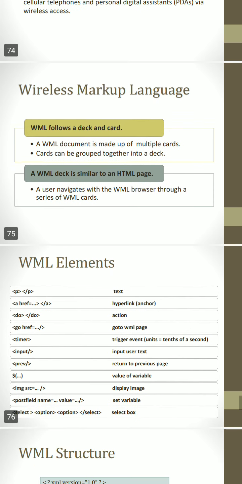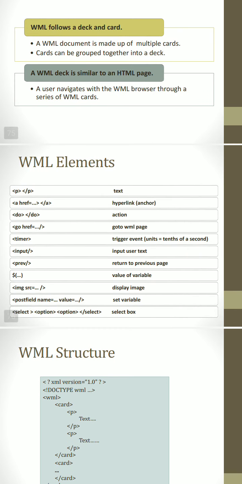Now we'll see some elements of WML. The p tag is used for text. a href, that is the hyperlink anchor tag. Then do, this is for action. go href, it is again to go to a WML page. input, slash input, for user text. timer triggers an event.